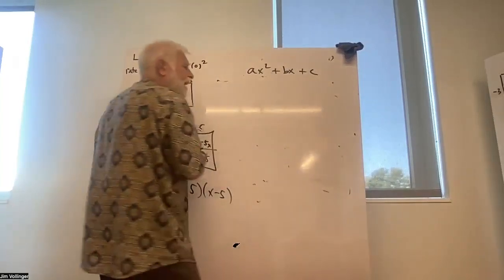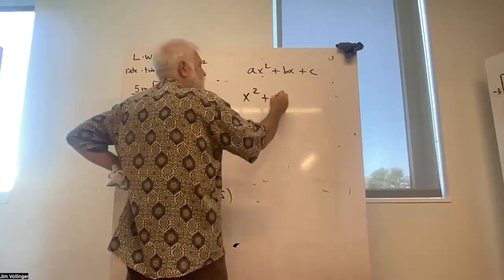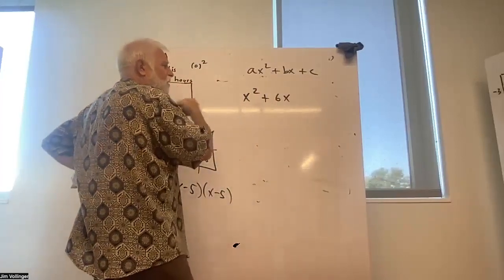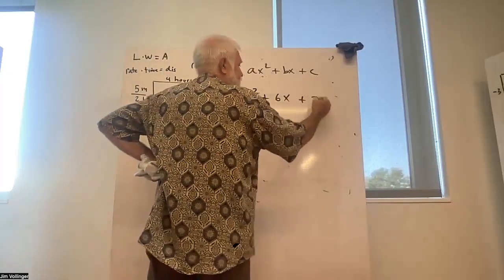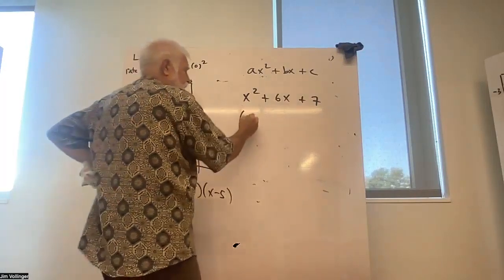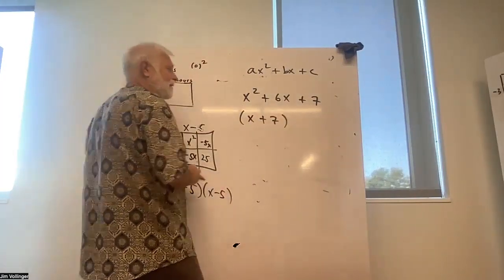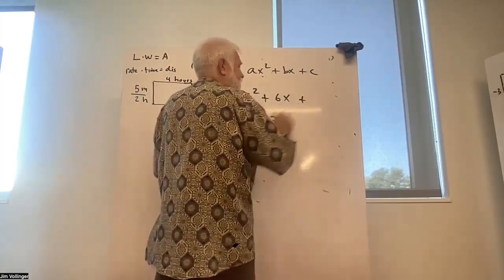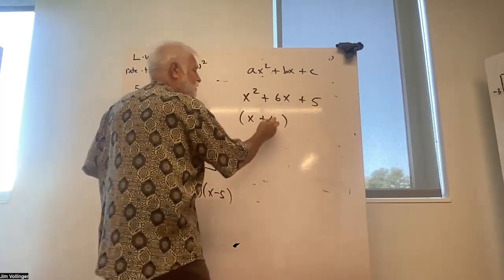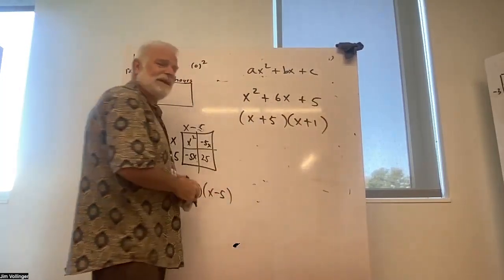We'll just keep everything positive this time. X squared plus 6x, and let's find out if we can get 7. Not much choices here. X plus 7. I didn't give you one that worked. Make that a 5. All right. So there. Sorry. X plus 5 times x plus 1. Yeah. 1 and 5 add up to 6.